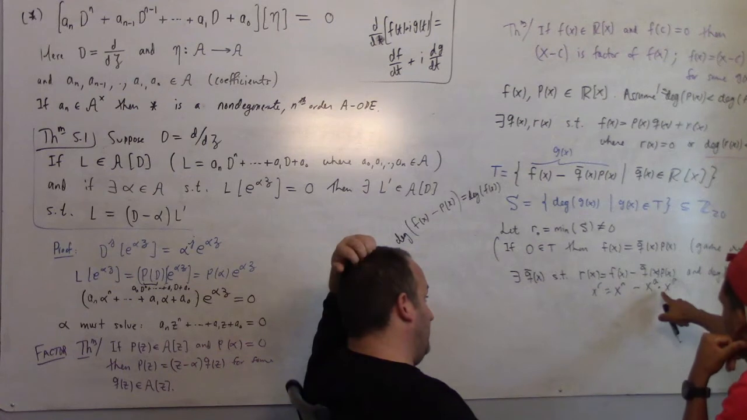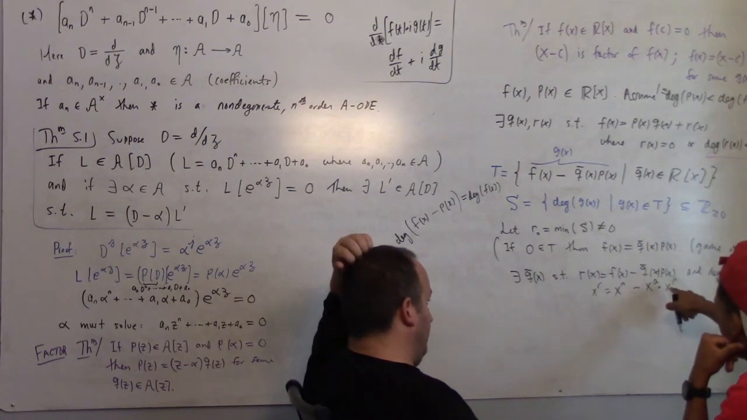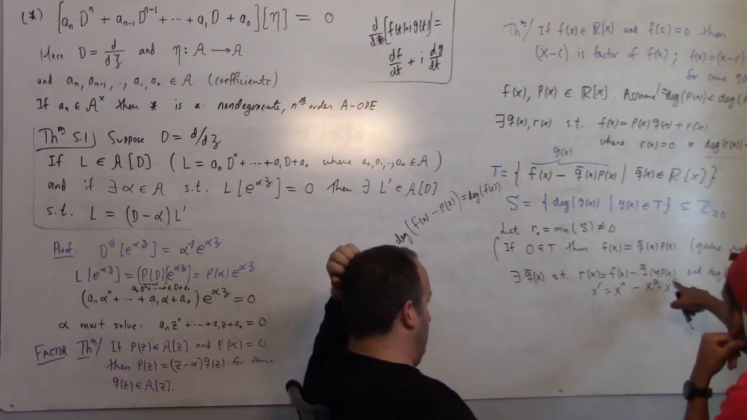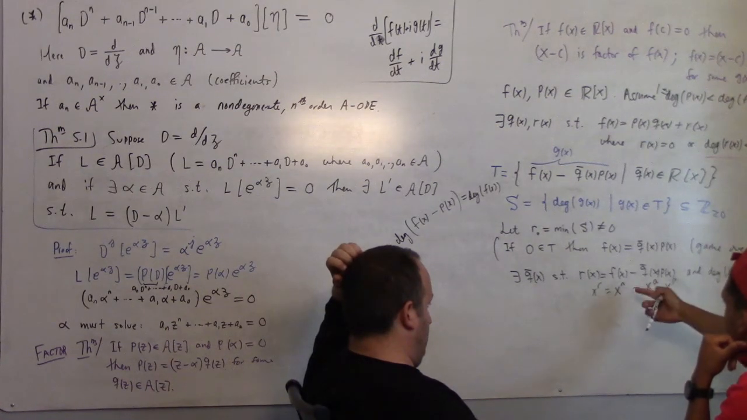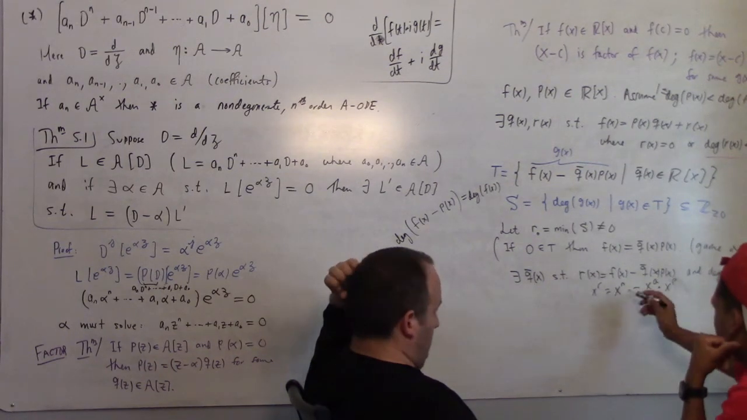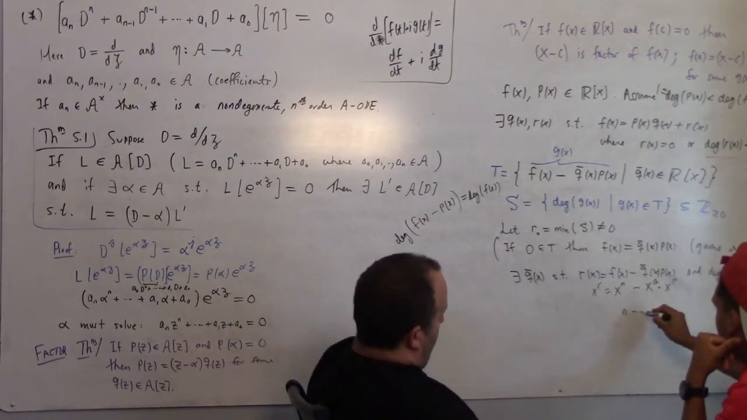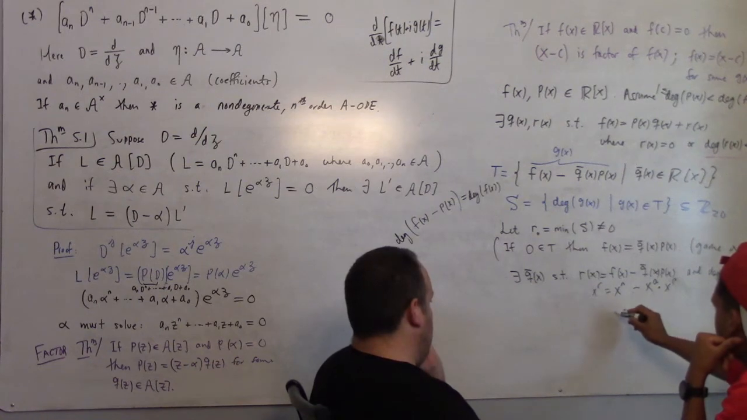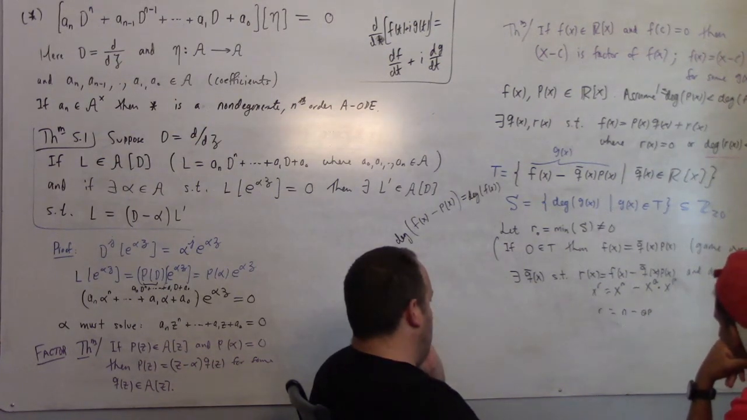So P is less, and then Q has to be less too, just because they're multiplied. And so see, is equal to r, right?